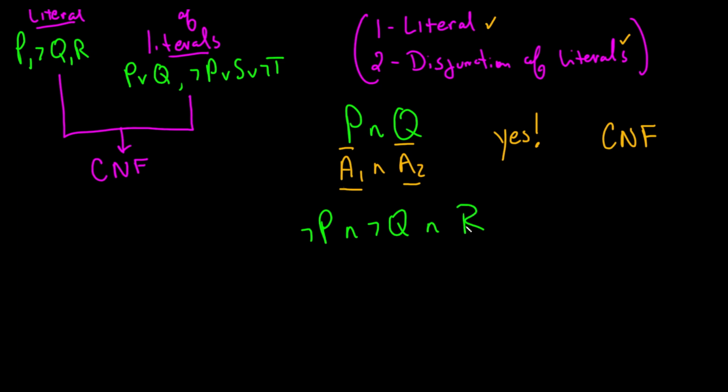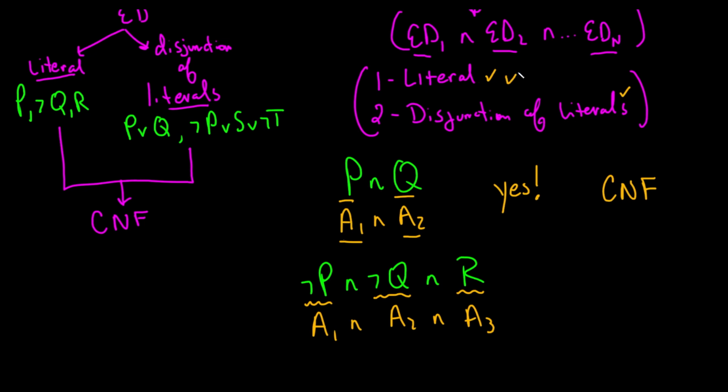So our question again is, is this in conjunctive normal form? First thing to note is that our formula has the following structure: A sub 1 and A sub 2 and A sub 3. So our question becomes, is each one of the conjuncts in this formula an elementary disjunction? That is, is it a literal or a disjunction of literals? And so if we look, not P is a literal, not Q is a literal, R is a literal. And so each one of these conjuncts is an elementary disjunction, and so this formula would be in conjunctive normal form.